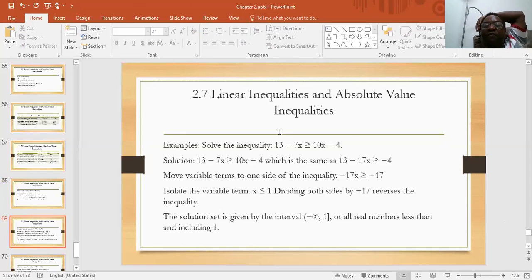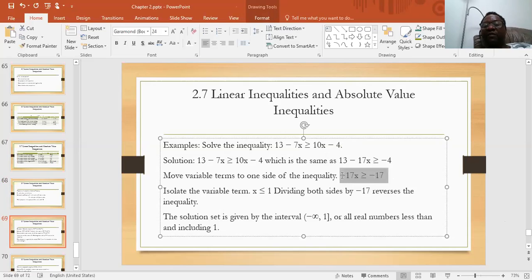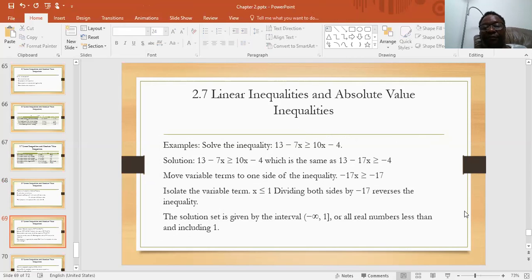So this is an example of an inequality. 13 minus 7x is greater than 10x minus 4. We will solve it like a regular equation until we get to this point: minus 17x is greater than or equal to minus 17. And we will now be careful about the negative and inequalities. When we divide both sides by negative 17, we will reverse the inequality to have x is less than or equal to 1. So in interval form, it will be negative infinity to 1, closing the bracket.